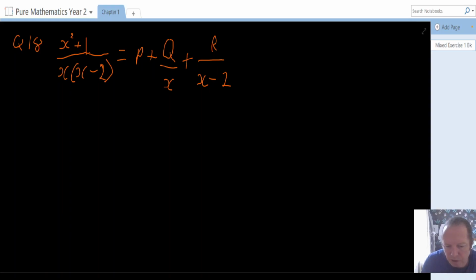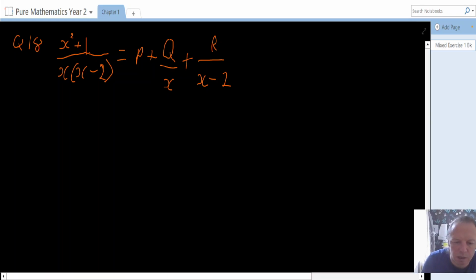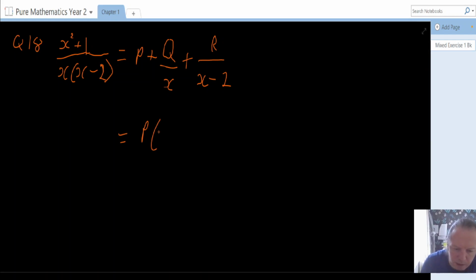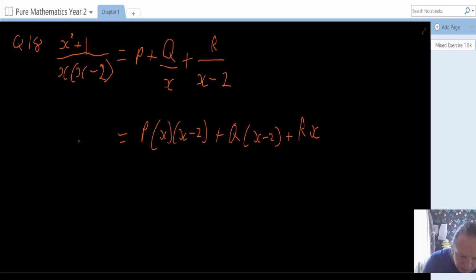Okay, let's get this right-hand side all over a common denominator. So the p would need to be multiplied by x and x minus 2. The q is missing the x minus 2 part, and the r is missing an x. And all of that should be equal to x squared plus 1. Strictly speaking, I should write it all out with the denominator all in there, but it's not worth it for my time here, so we'll just put it in like that.